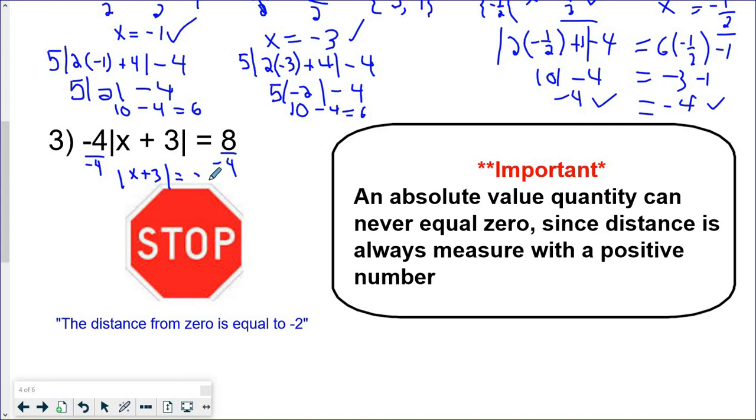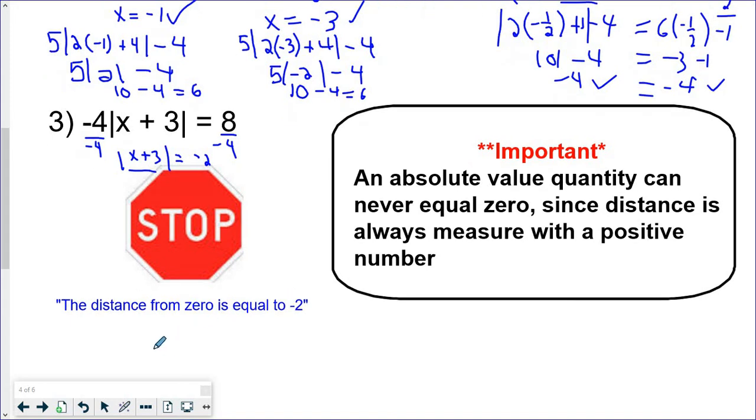And I want you to stop and think about what that's saying. That is saying the distance from 0 of this quantity is equal to -2. And if you think about that logically, that has no solution, right? There's no solution to this problem. And we'll work through it and show you that if you didn't see it originally, you would still get no solution. But it's really helpful to just know that, especially if you're taking an assessment, you don't actually have to solve that problem. Logically, this doesn't make sense. Okay, so an absolute value quantity can never equal a negative number since the distance is always measured with a positive number.